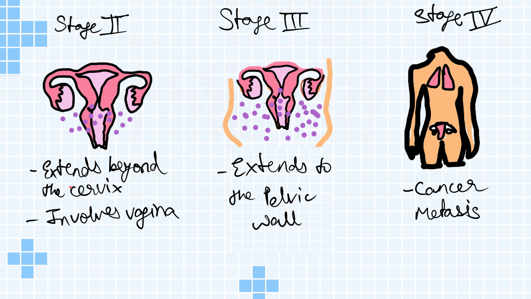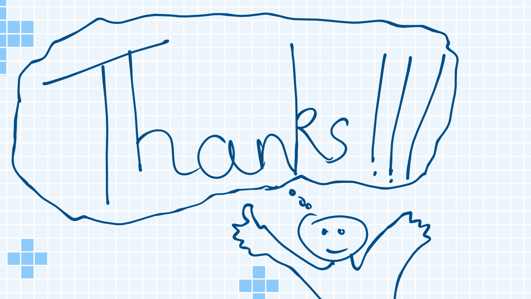In stage 2, it extends beyond the cervix and involves the vagina. In stage 3, it extends to the pelvic wall. In stage 4, the cancer metastasizes. That brings us to the end of the cervical cancer pathogenesis and staging.